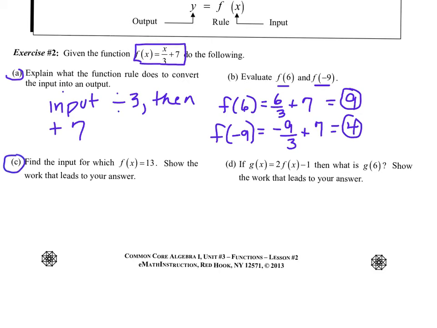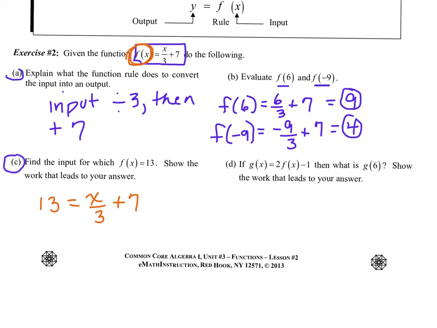Part C says, can we find the input for which the output is 13? Well, the output, remember, is this part. If this thing is 13, what value for the x gives us that output? So let's see, if 13 is the output, I'm looking for the x.